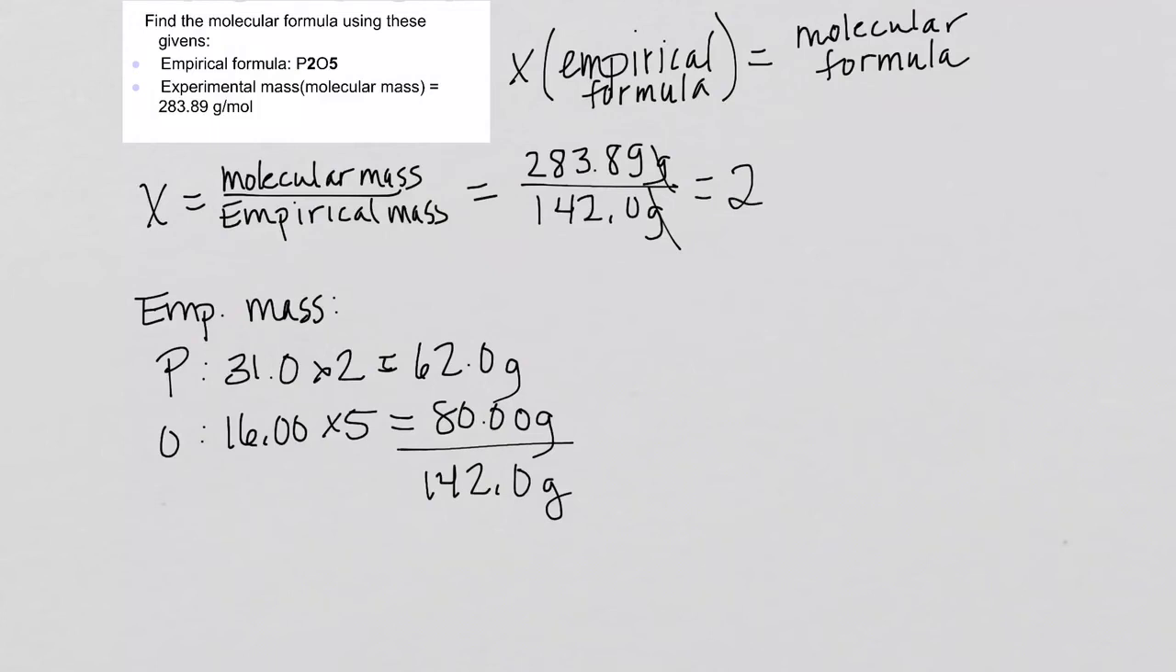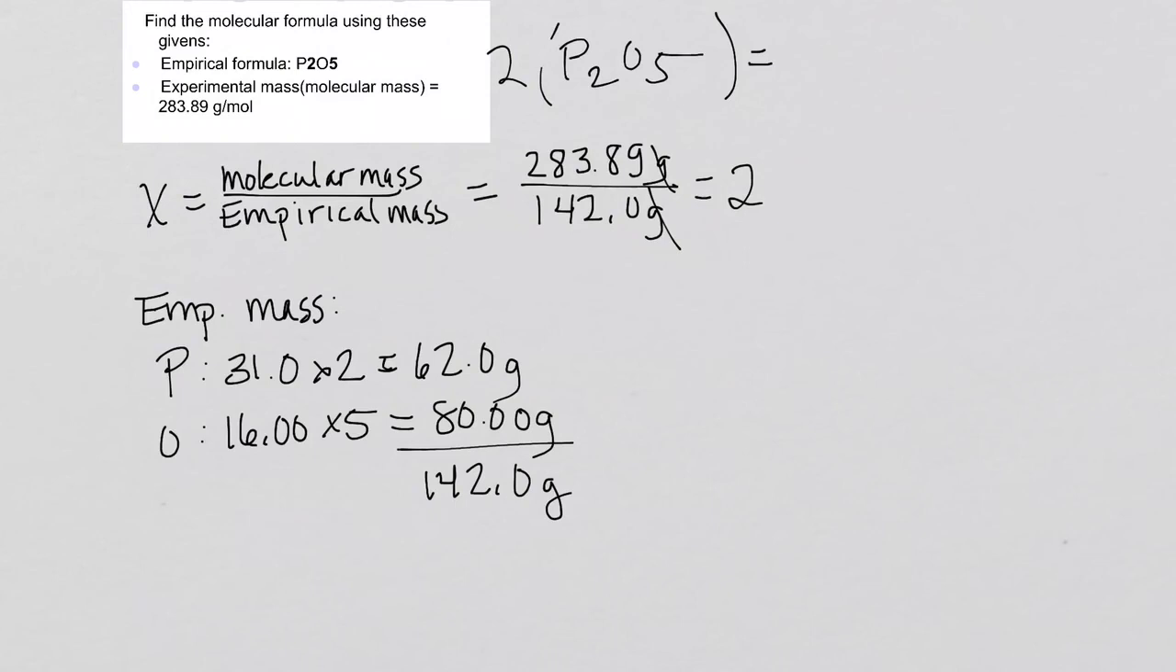So keep that in mind because we're going to plug it in right here. I'm going to take this and plug in a 2 right here. And we already had the empirical formula. The empirical formula was P2O5. So when you multiply through, you end up getting the molecular formula, and that ends up being P4O10. And that right there is your molecular formula.